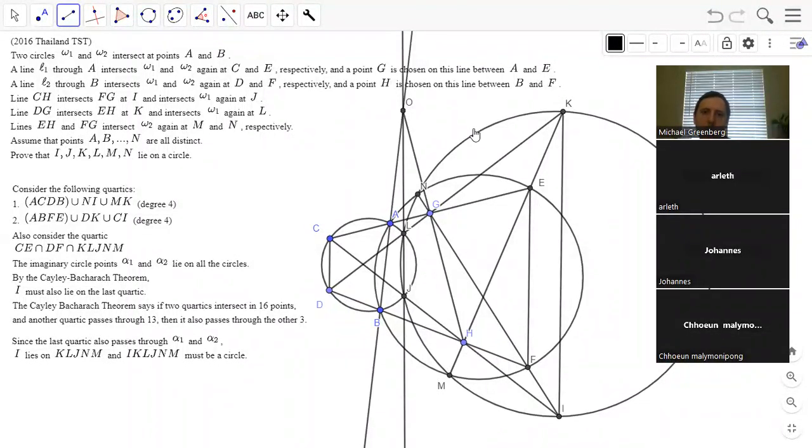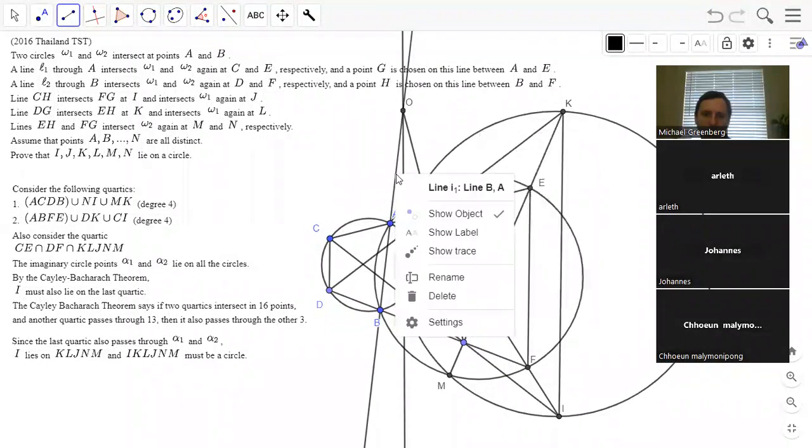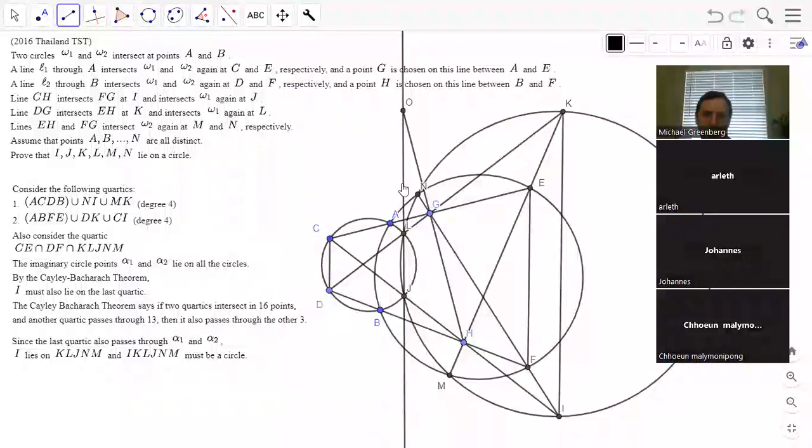But we still wouldn't know yet that M and N lie on the same circle, basically. Although it might not be that hard once we've shown that. But okay, so this we know. So I'll just make these segments. This we know by Pascal's theorem.